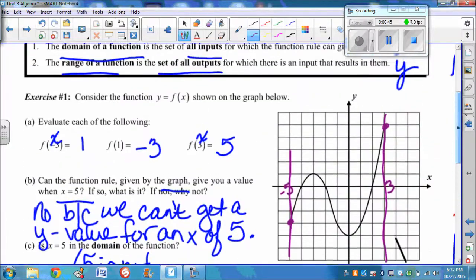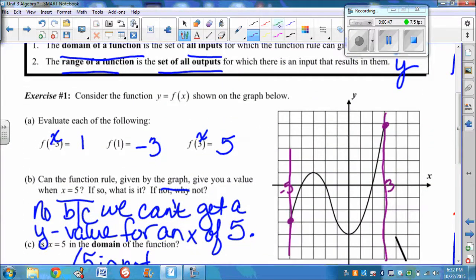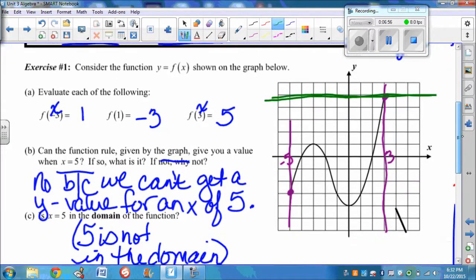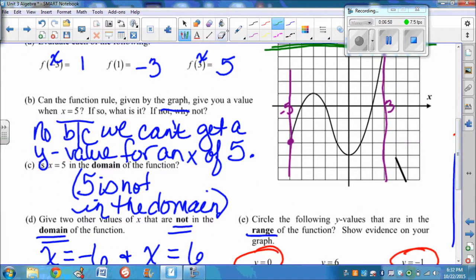Now let's talk about our range. How high and how low does this graph go? So I'll change colors. It looks like the top of my particular curve here maxes out there. And then, I've got to erase this so I can see.